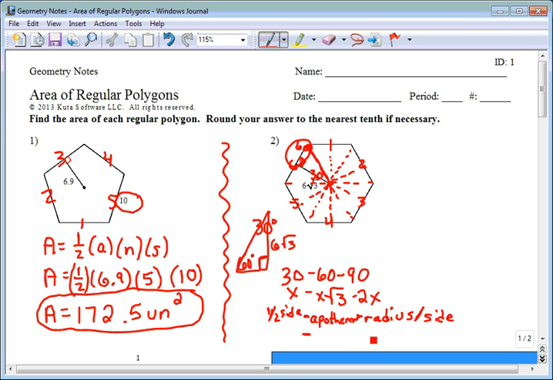So now we're just going to do a little plugging in. I know my apothem is 6 radical 3. That's given to me. Well, just look at my format. X is 6. So I just plug a 6 in here. Okay, if x is 6, 6 times 2 is 12. So my side length is 12. So now I'm just going to take my formula. Area is equal to 1/2 the apothem times the number of sides times my side length.